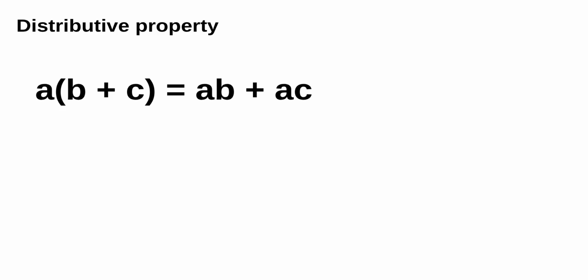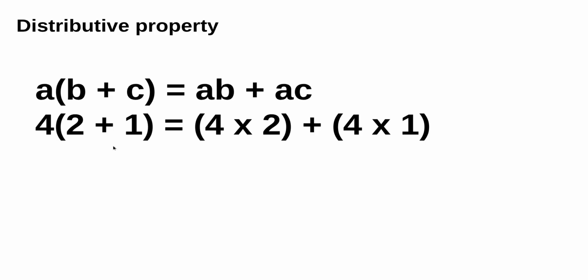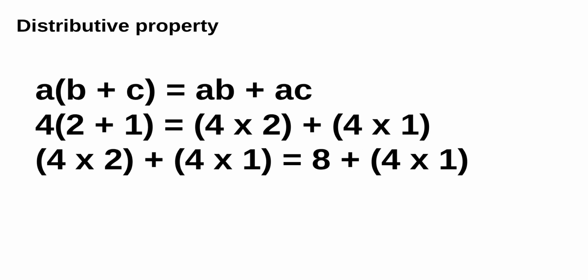Let's get to the distributive property. If you have A times (B plus C), you can distribute the A into B and C. How does this work? A will multiply to B, and A will multiply to C. It's kind of like the rainbow property. So it's AB plus AC. For example, 4 times (2 plus 1) equals 4 times 2 plus 4 times 1.